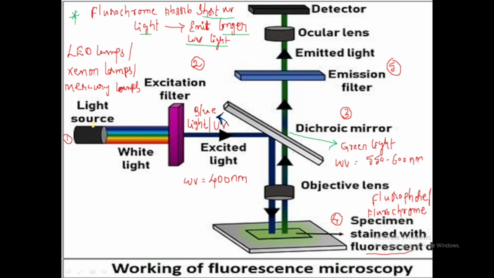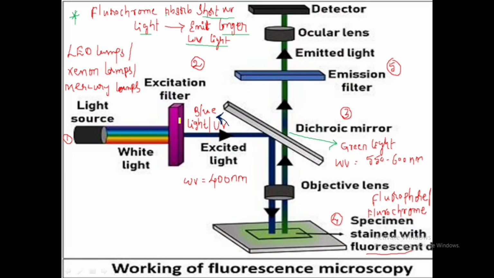First, from the light source, we use LED lamps. In a light microscope we mostly use normal light, but here we use LED lamps because they can generate high intensity light. From the light source, white light passes. White light contains multiple color light rays with different wavelengths.